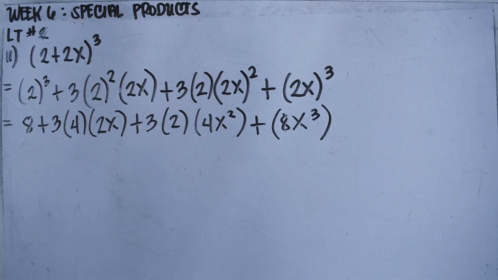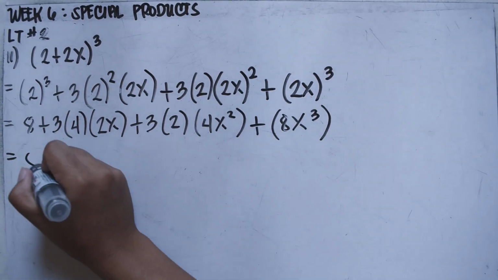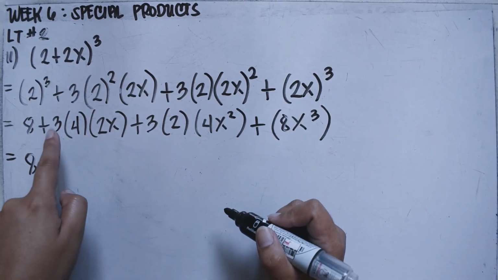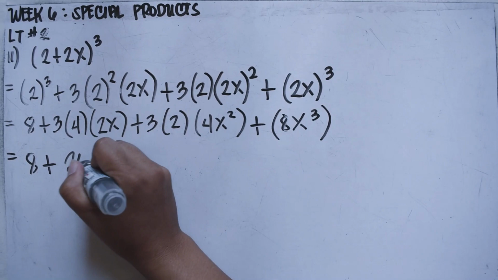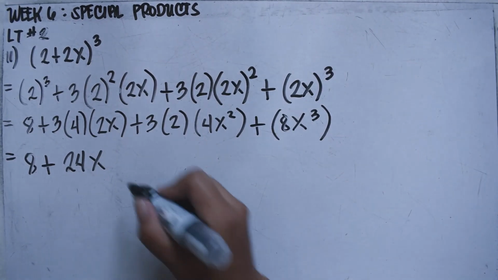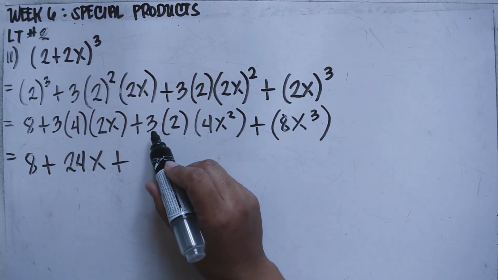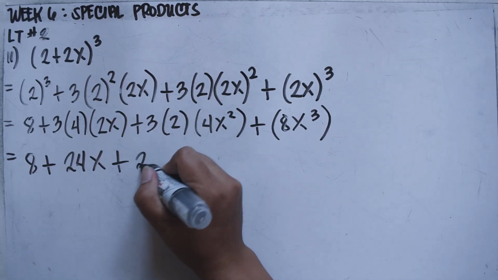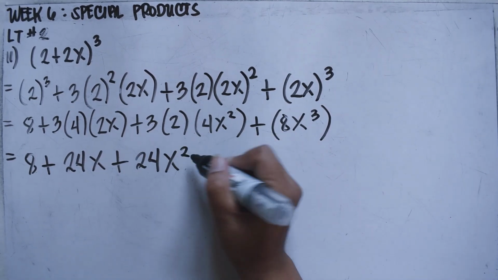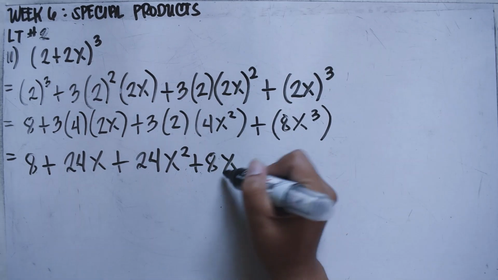Kuha. So, after nun, simplify natin. So, we have 8 plus. Dahil puro positive naman yan. 3 times 4, we have 12. Times 2, we have 24. And then, just copy x. Nakuha. So, positive ulit. Dahil positive naman lahat. We have 3 times 2, x is 6. Times 4, we have positive 24. So, copy lang si x squared. And then this one naman, just remove the parenthesis.